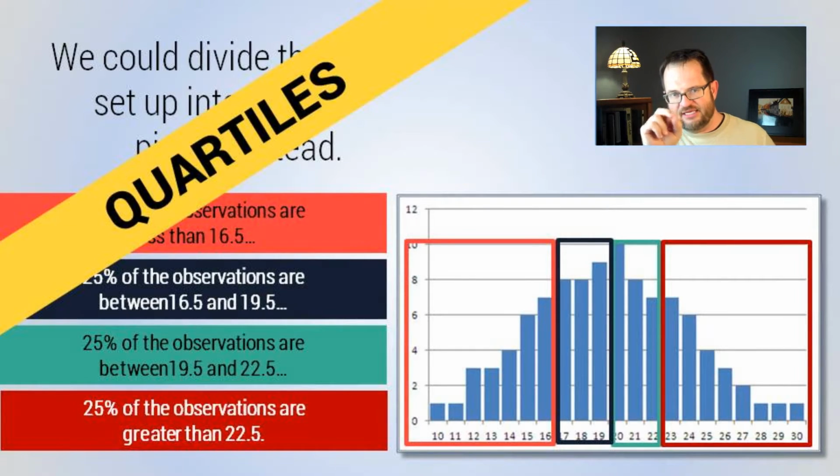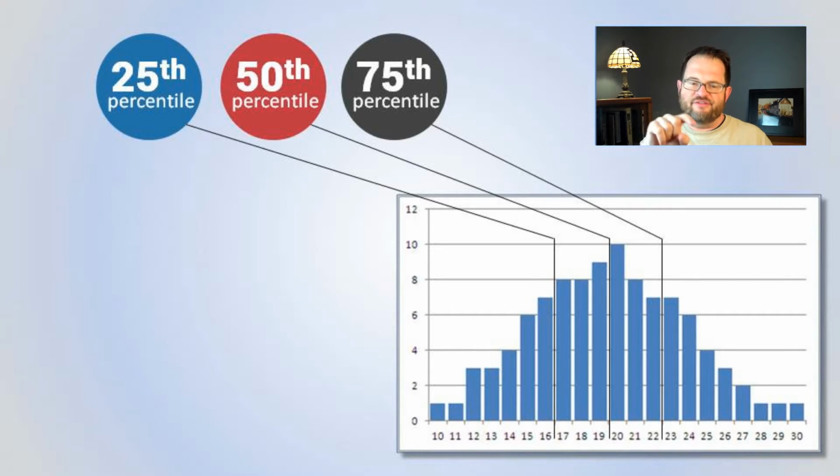Quartile has the indication there of being 4. I can think of it as having divided this up into 4 groups based on where the 25th percentile of the data set is. In other words, 25% of the observations are less than this. Or the 50th percentile, where half of the observations are less than this and half are more. And then finally the 75th percentile, where 75% of the observations are less than this and 25% are more. We've broken the data set up into these 4 pieces.